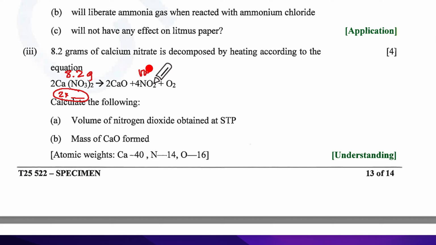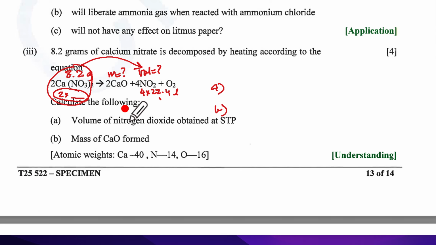Here the volume of NO2 they are saying how much, and mass of CaO it is how much. So you got to go from this quantity to this quantity. So you will say that if 2 into GMM is going to give you 4 into 22.4 liters, then if it is 8.2 grams, then how much volume will be liberated? Okay, so that is your answer A.